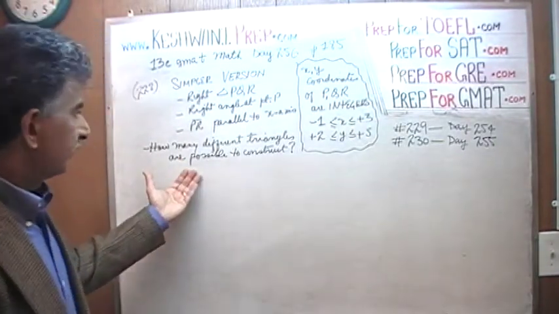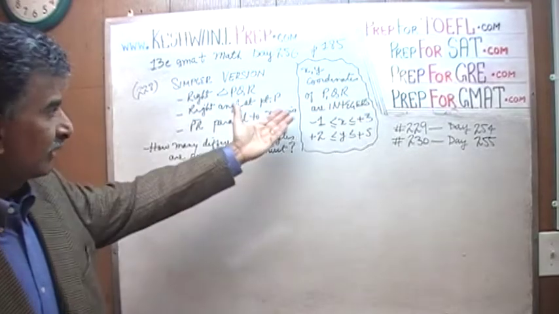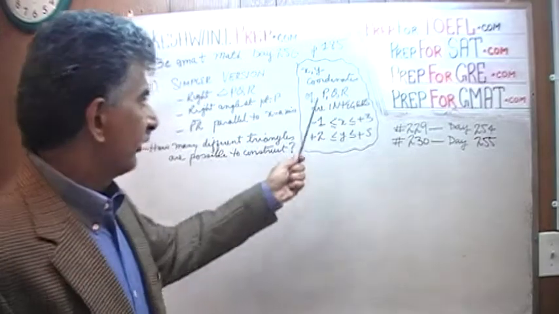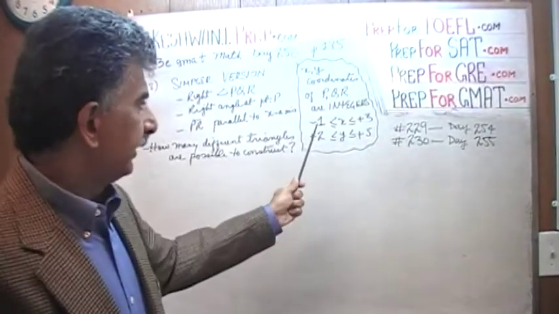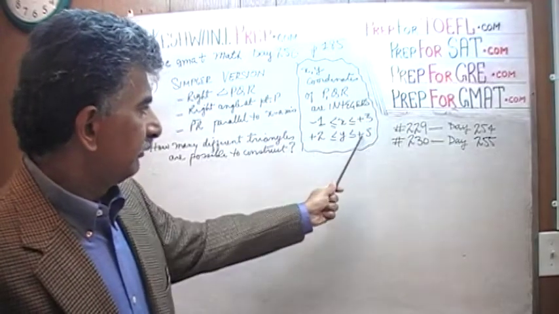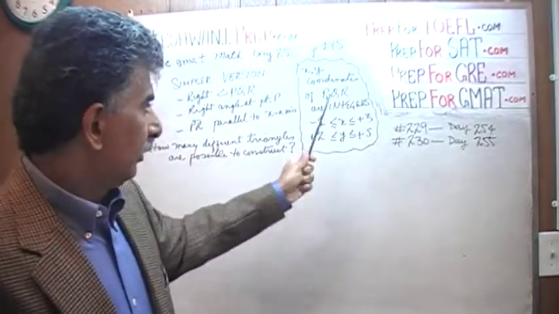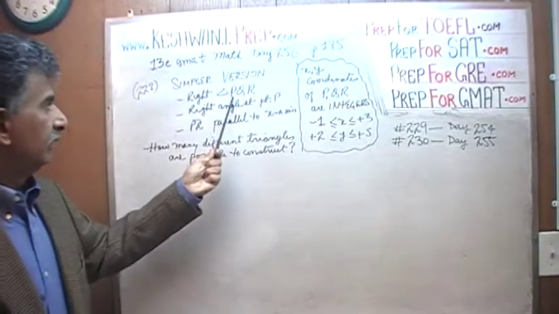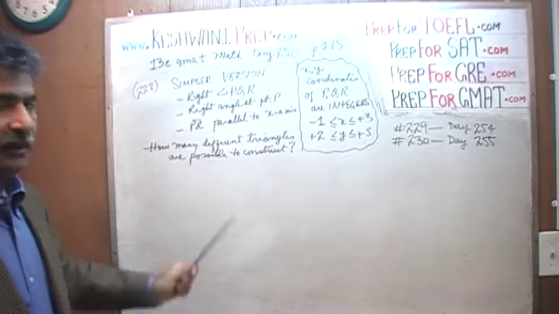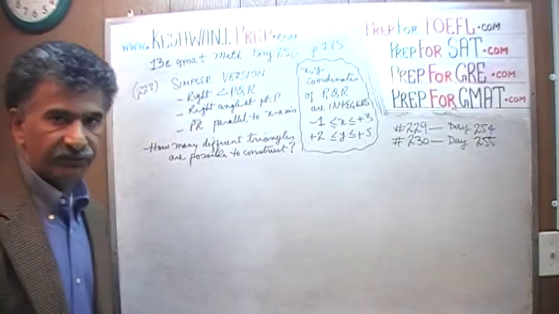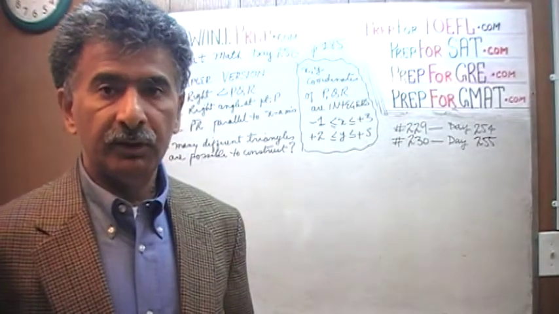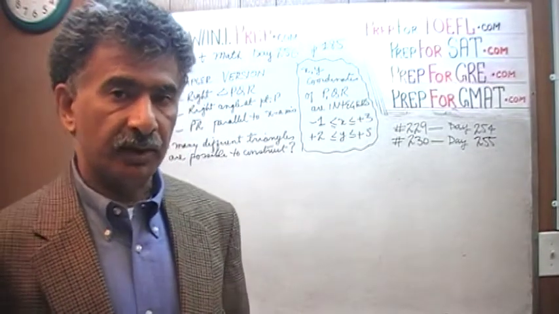So how many different triangles can we possibly construct under these constraints? The x coordinate of all of these points P, Q and R can never be outside -1 and +3. The y coordinate can never be outside +2 and +5. They also have to be whole numbers. It has to be a right triangle. The right angle must be at point P, and the line PR must be parallel to the x-axis. We have to satisfy all of these constraints. The question now is, given these constraints, how many possible triangles can we construct?